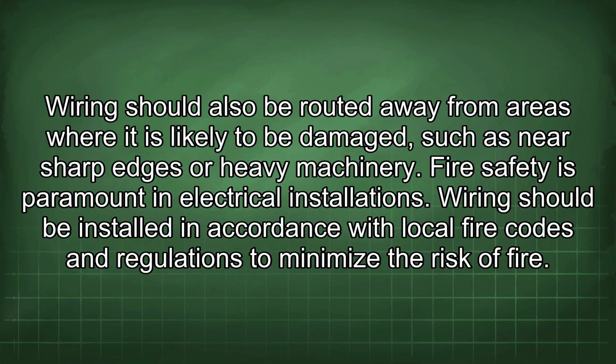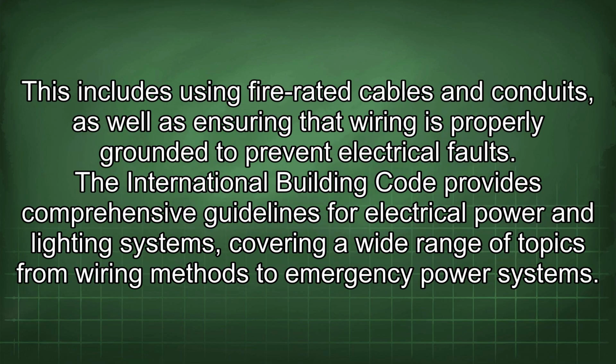Wiring should be installed in accordance with local fire codes and regulations to minimize the risk of fire. This includes using fire-rated cables and conduits, as well as ensuring that wiring is properly grounded to prevent electrical faults. The International Building Code provides comprehensive guidelines for electrical power and lighting systems, covering a wide range of topics from wiring methods to emergency power systems.